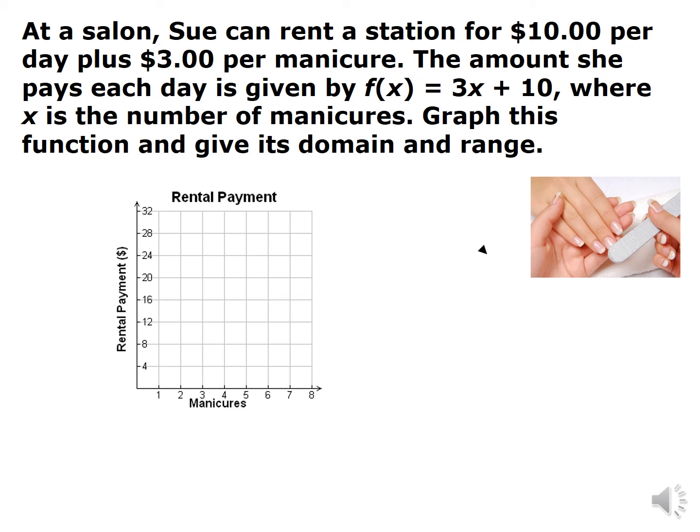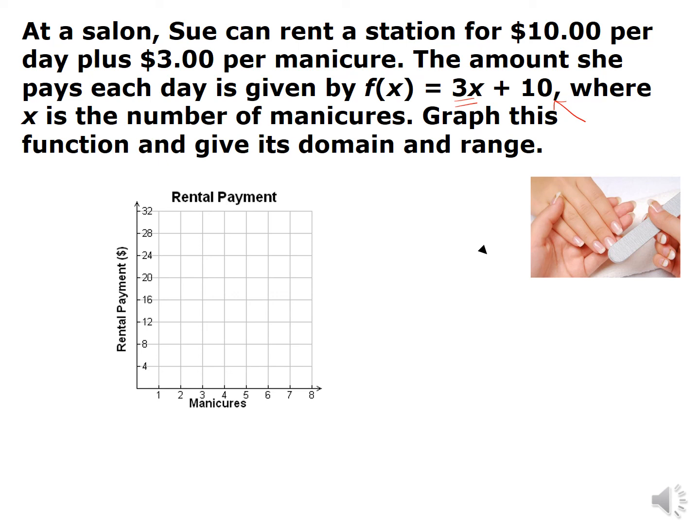At a salon, Sue can rent a station for $10 per day plus $3 per manicure. So if you look at the equation, the $10 is a one-time fee, so we put it once. The cost per manicure is the 3 times x.